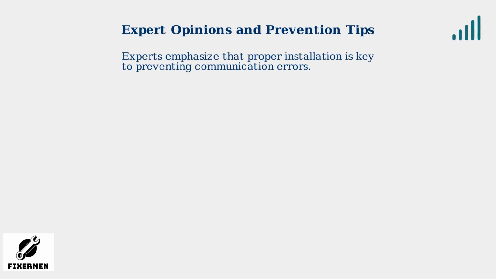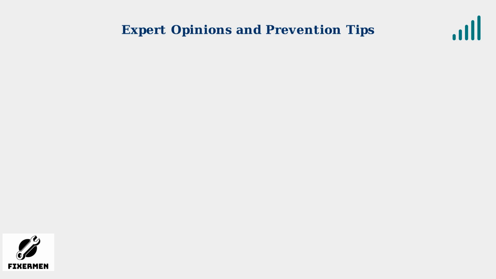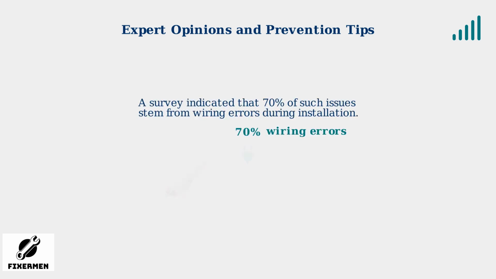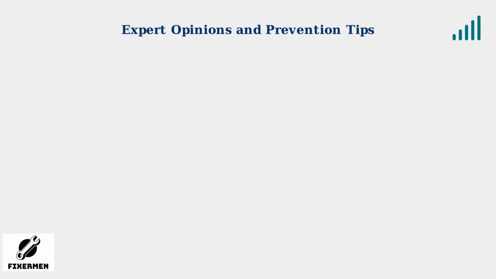Experts from organizations like the Air Conditioning Contractors of America emphasize that proper installation is the foundation for preventing communication errors in HVAC systems. They stress that installation quality directly impacts long-term system reliability and efficiency. According to a comprehensive survey conducted by HVAC professionals, approximately 70% of communication errors in systems like the American Standard Platinum 18 originate from wiring errors made during the initial installation process. These errors can include improper connections, damaged cables, or incorrect voltage setups.